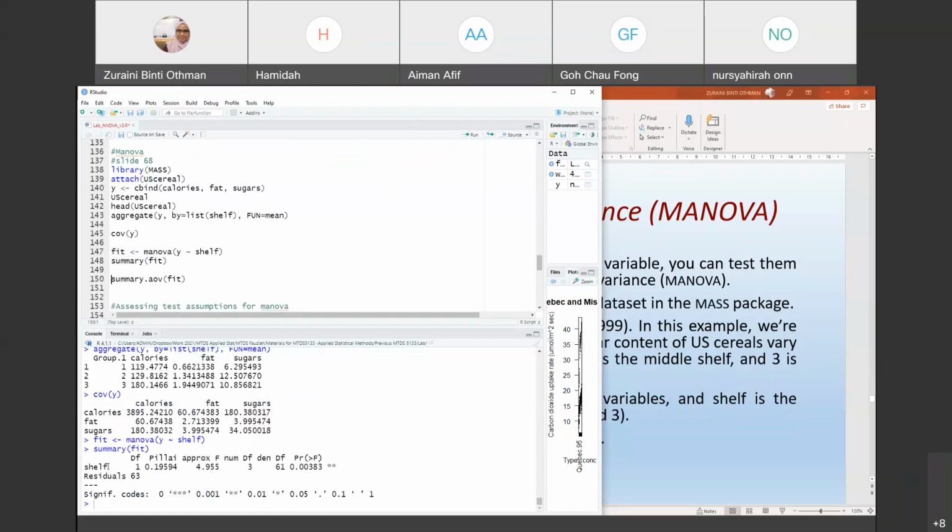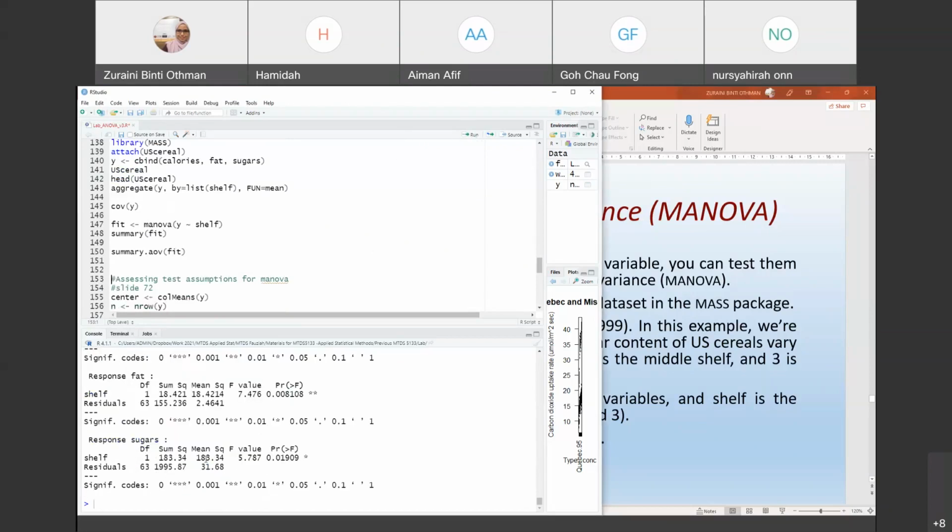Now we can see in terms of shelf that it is significantly different, because the shelves differ on the set of nutritional measurements here. You can see the p-value is small. Because the multivariate test is significant, you can use the summary.aov function to obtain the univariate one-way ANOVAs. If you want to see them one by one, since this is by the three dependent variables, you can call it.